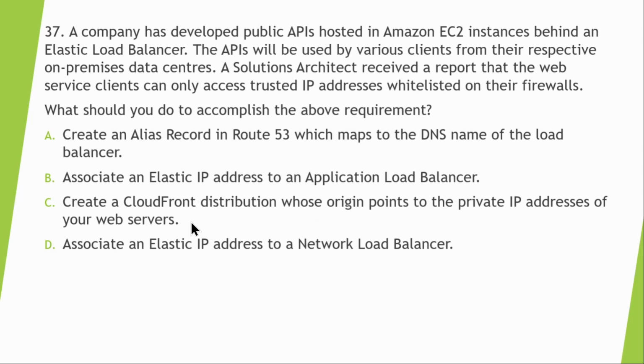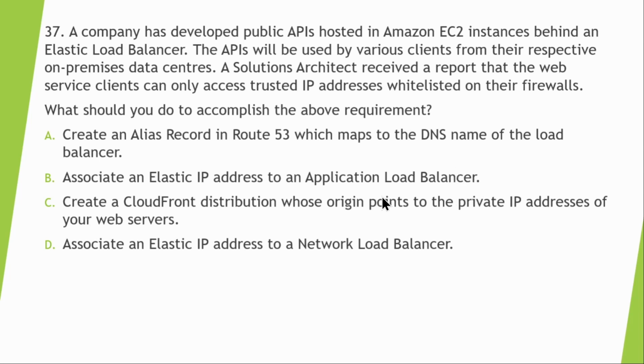Okay, so let's see why the others are not correct. Create an alias record in Route 53 which maps to the DNS name of the load balancer is incorrect. Now, why is it incorrect? Because it won't allow them to access the application because of the trusted IP addresses on their firewalls. Okay, so you cannot even work that out. Associate an elastic IP address to an application load balancer. As this is based on firewalls and IP addresses, there's nothing to do with the application load balancer.